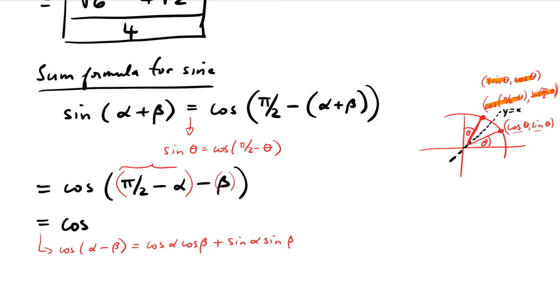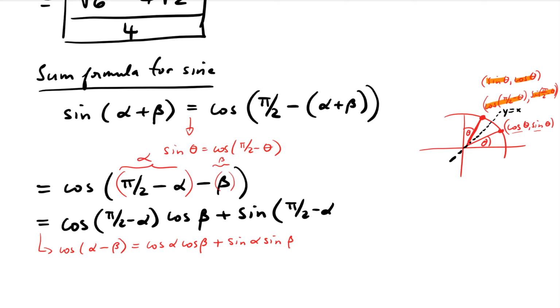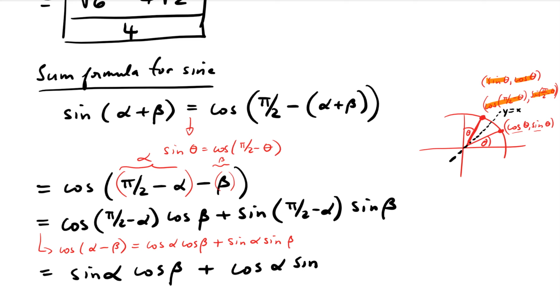So this is going to be my new alpha. This is still going to be beta. So everywhere I see alpha, I replace it by pi over 2 minus alpha. So this is going to be cos of pi over 2 minus alpha, cos beta, plus sine of pi over 2 minus alpha, sine beta. And now cos of pi over 2 minus alpha, that's sine of alpha. Cos beta, I keep it the way it is. Sine of pi over 2 minus alpha, that's cos of alpha. And that's sine of beta.